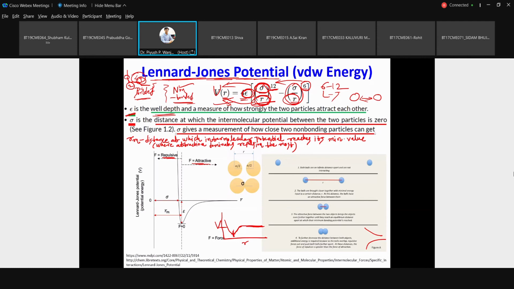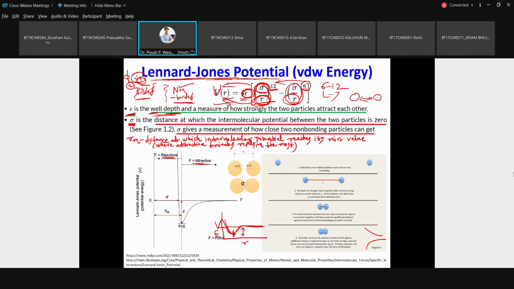And then again, if they try to come closer, there will be some repulsive forces that will come into the picture. Okay. So if you see, there are two things that need to be considered, related to this epsilon and sigma. One feature is this depth. This is called some kind of well. This well has some depth, and you can consider this depth in terms of some energy.